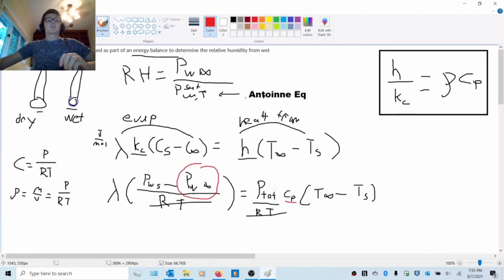The total pressure, which we could find with a barometer, and the specific heat capacity and the enthalpy of vaporization, which are just from literature as well. So basically, just using the temperatures measured by the thermometers, we can find the relative humidity. So that is how the Lewis relationship is used as part of an energy balance to determine the relative humidity from wet and dry bulb temperatures.